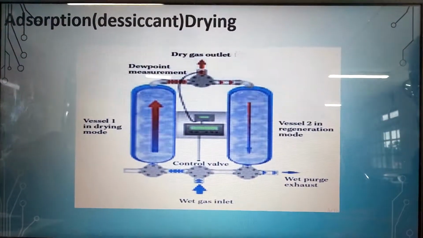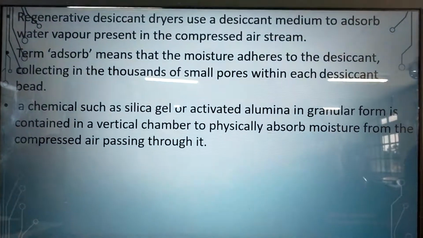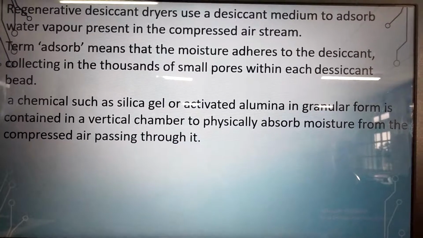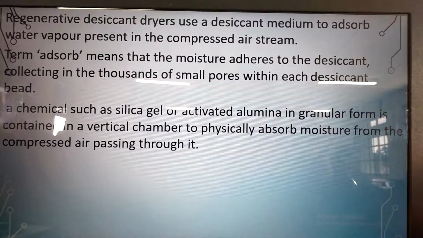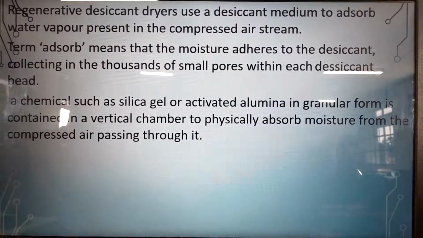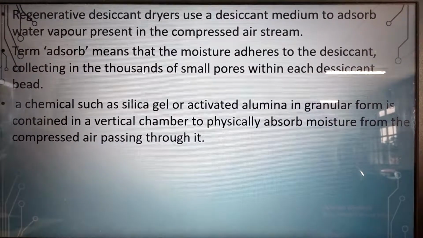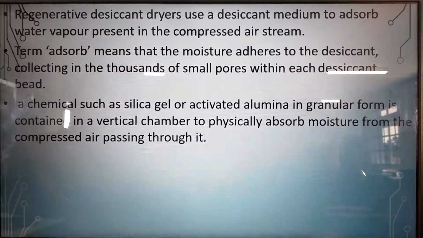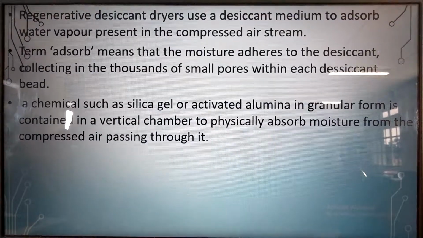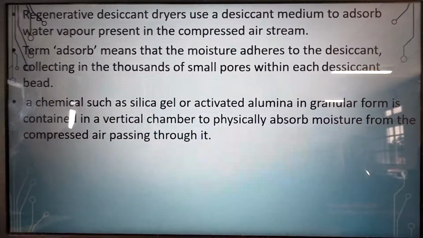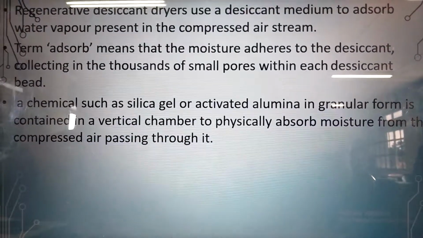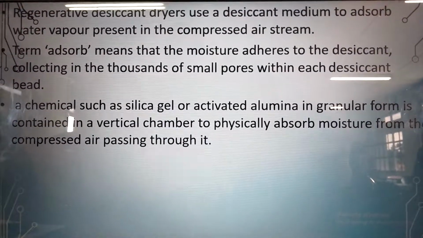Adsorption desiccant drying. Regenerative desiccant dryers use a desiccant medium to adsorb water vapor present in the compressed air stream. The term adsorb means that the moisture adheres to the desiccant, collecting in the thousands of small pores within each desiccant bead. A chemical such as silica gel or activated alumina in granular form is contained in a vertical chamber to physically adsorb moisture from the compressed air passing through it.